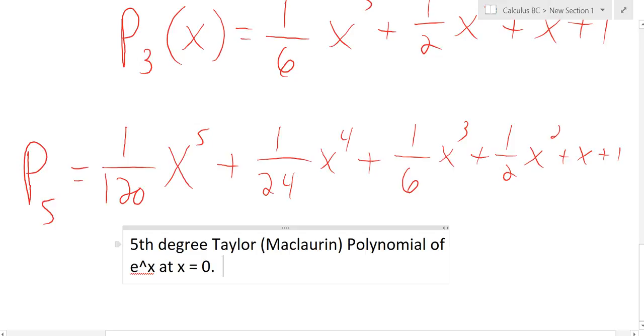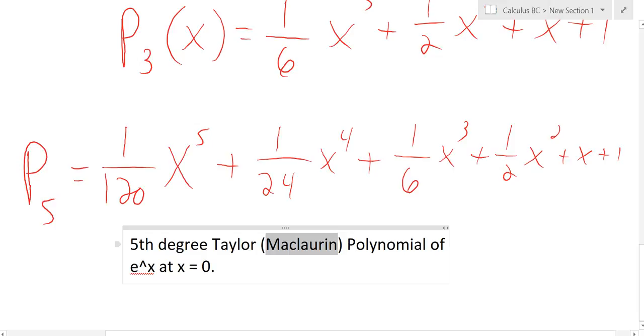And actually, let me just tell you the difference between these two. All a Maclaurin polynomial is a Taylor polynomial that's specifically centered at 0. So I could call this the fifth degree Maclaurin polynomial of e to the x, and then I don't have to tell you it's centered at 0 because it's automatically centered at 0. That's what a Maclaurin is. You know how all squares are rectangles? All Maclaurin polynomials are Taylor polynomials, but not all Taylor polynomials are Maclaurin polynomials. It has to be centered at 0 to be a Maclaurin.